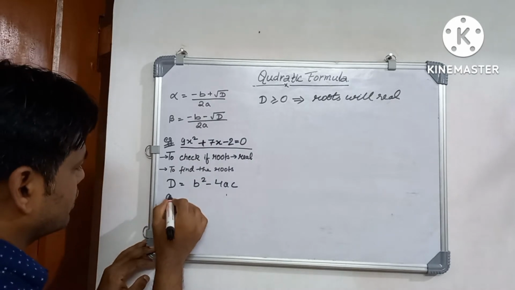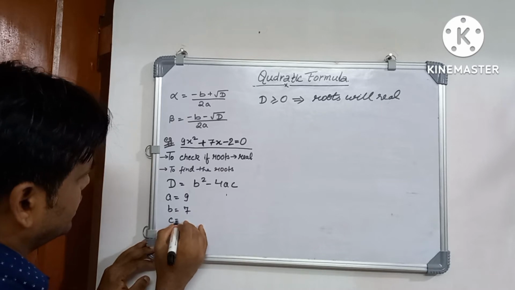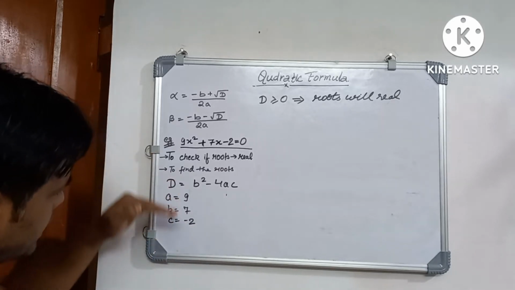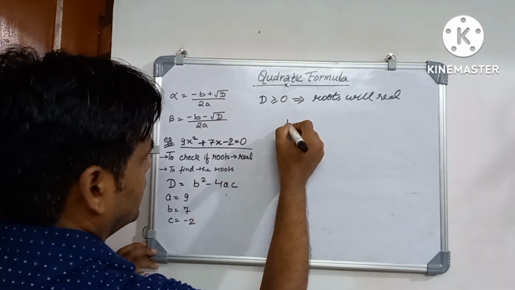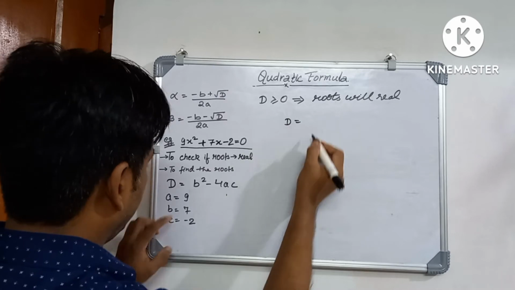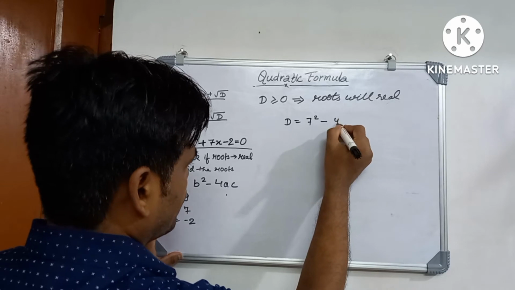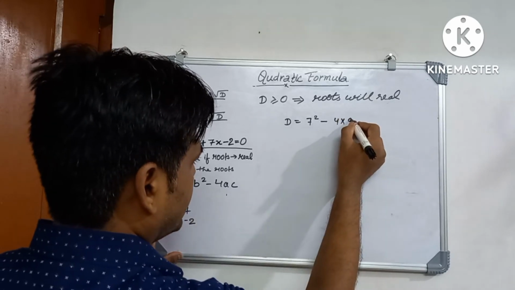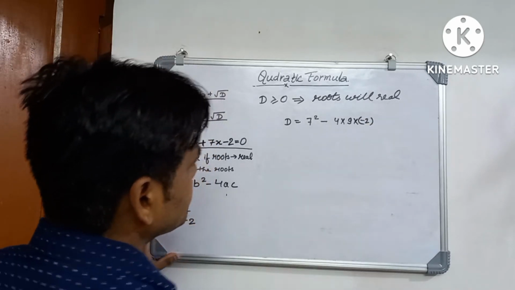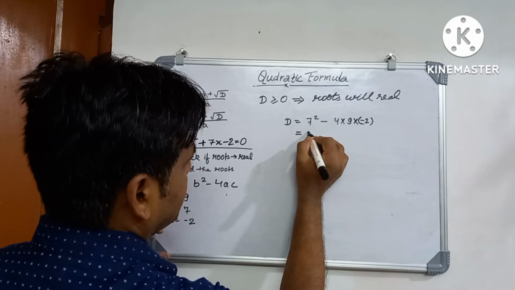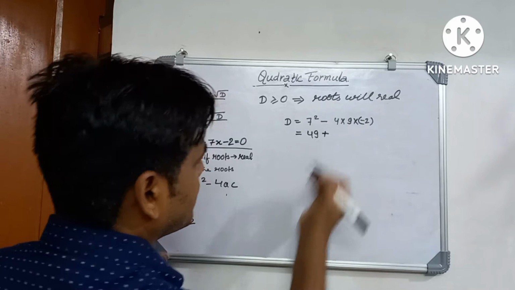So let us write down all the coefficients. a is equal to 9, b is equal to 7 and c is equal to minus 2. Once you obtain these coefficients, we will move further and find the discriminant. The discriminant will be equal to b square, that is 7 square, minus 4 multiplied by 9 multiplied by minus 2. Here we will get 49, and the minus sign comes again and becomes plus.